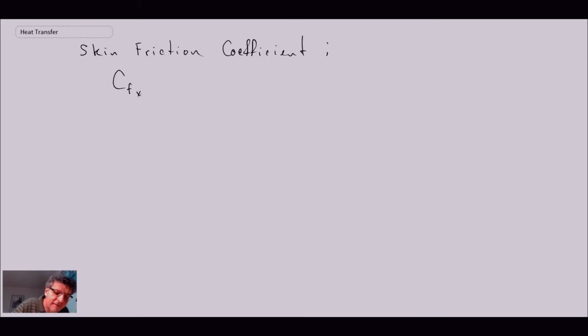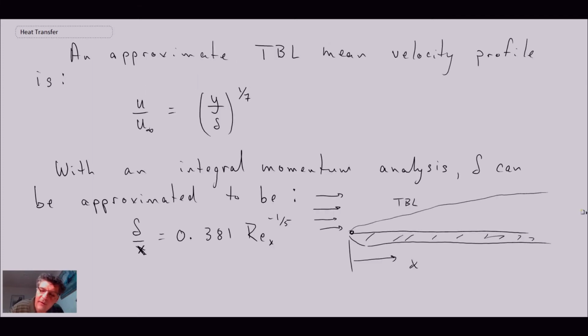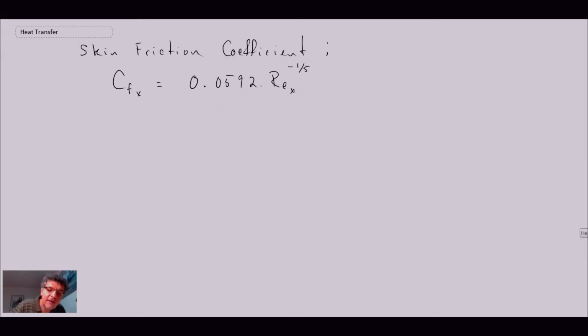And so C_f,x denotes that it's the friction coefficient at a spatial location from the leading edge. And we have a -1/5 exponent on the Reynolds number. You can see we have a similar sort of functional form that we had here. But anyways, that is experimental data. And this particular data set applies from the transition point up to a Reynolds number of 10 to the 8.